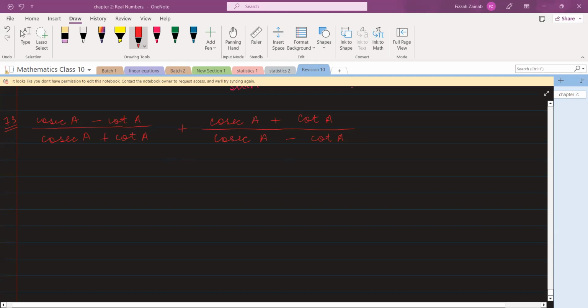Okay, ma'am. See, this question is not tough. Just convert everything into sine and cos and try to solve it. It's very easy. You start doing it. First, convert it into sine and cos, then I'll help you.